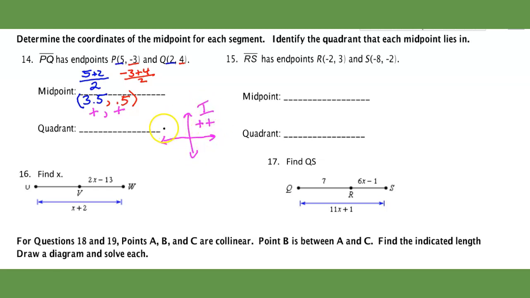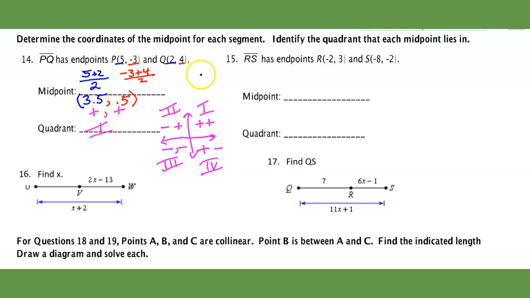Then we can go over here, and the x is negative, but the y is still positive. That's the second quadrant. Down here in the third quadrant is where both x and y are negative. And then the fourth quadrant, the last option, where the x is positive but the y is negative. That's the fourth. So both positive would be in the first quadrant.